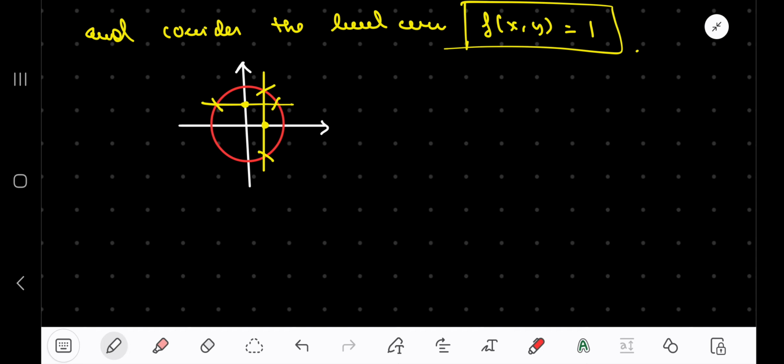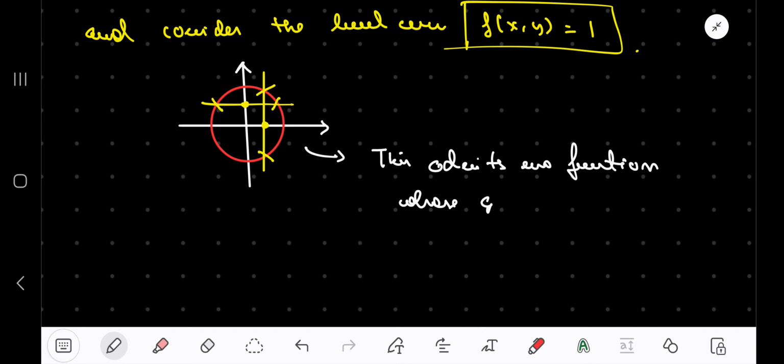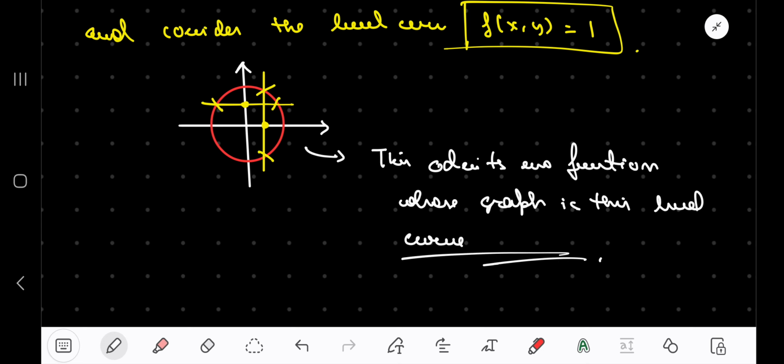Therefore this circle admits no function whose graph is this level curve. Fine.